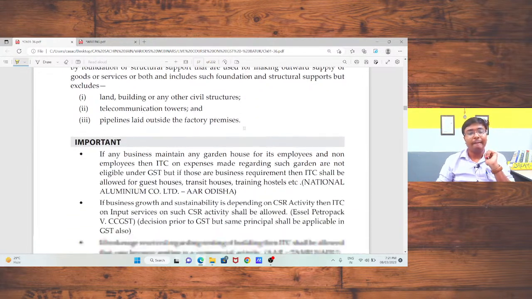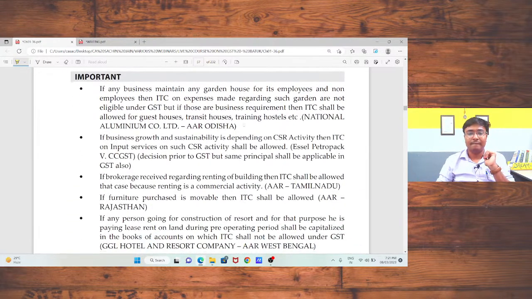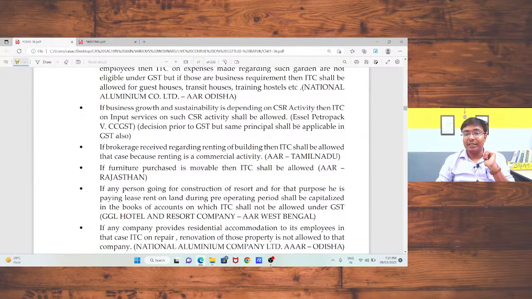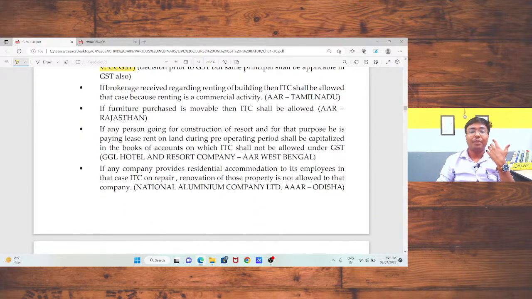Okay, sir. The decision is this for CSR activities. Here the decision is mentioned. You can go through that decision. From 1st April 2024, the government has decided to not provide the ITC on the CSR expenditure. Okay, sir. Furniture, if you purchased it as movable, in that case, input is allowed.